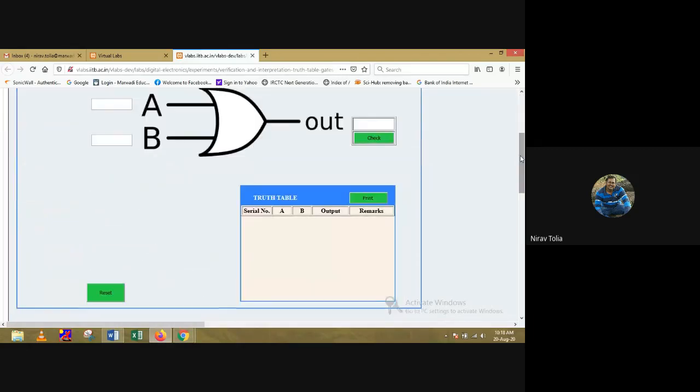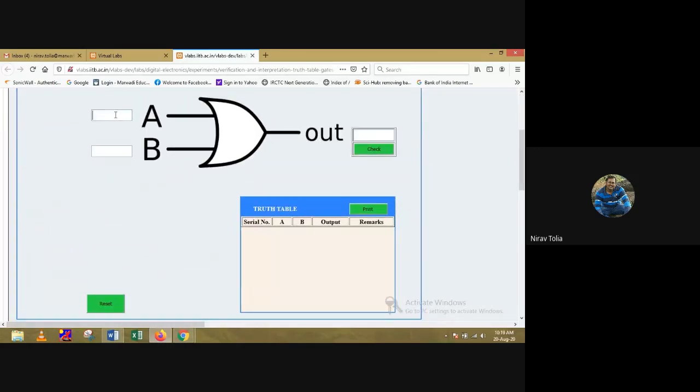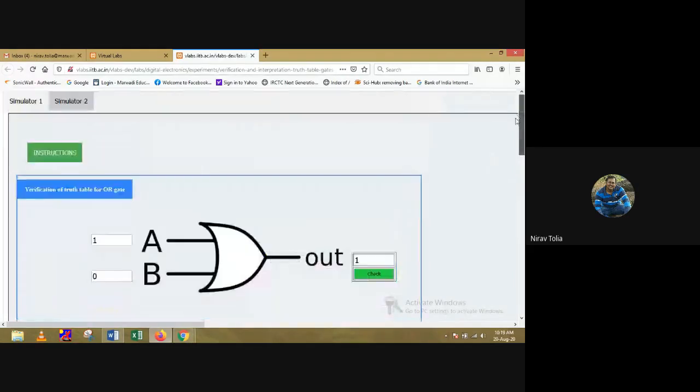Again, we have to verify the truth table. As you all know, I'm writing for you only 0 0. My output is 0. So check, it is correct. For 0 1, my output is 1. For 1 1, my output is 1. And for 1 0, my output is 1. So this is the truth table of the OR gate. It is very easy to understand how it works.